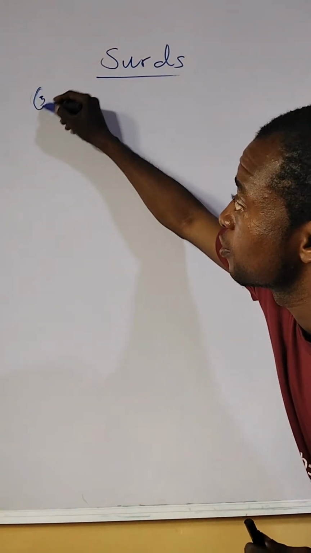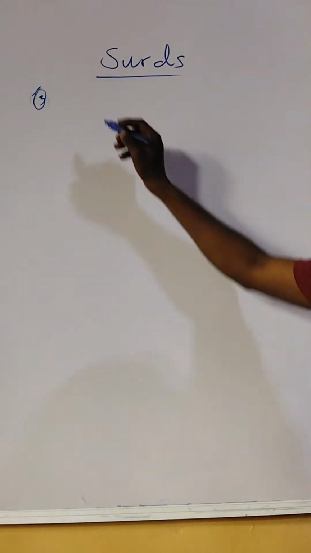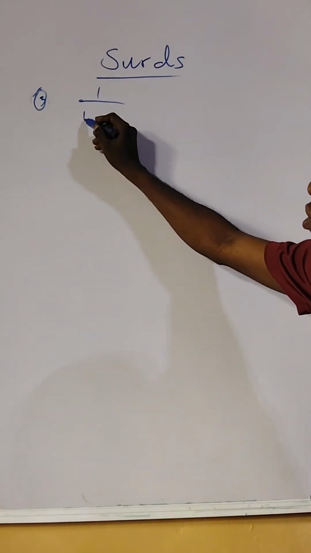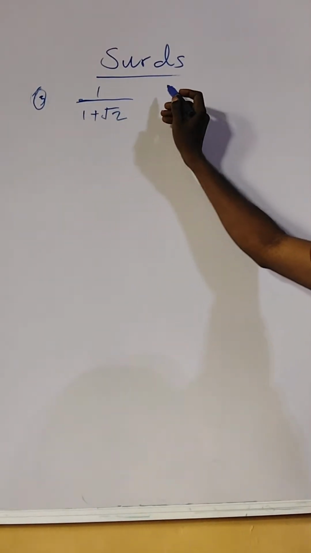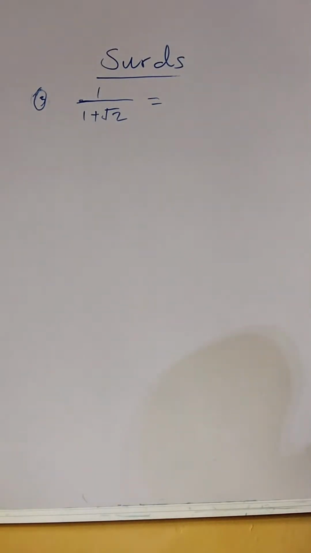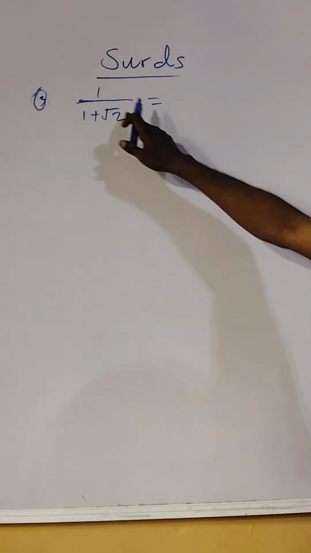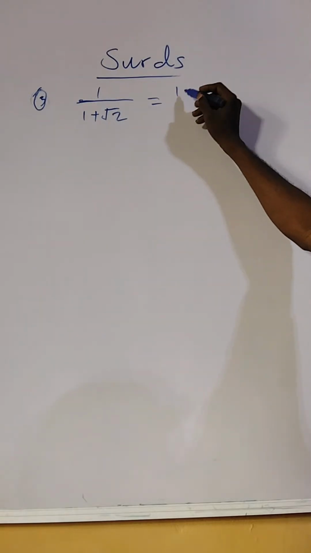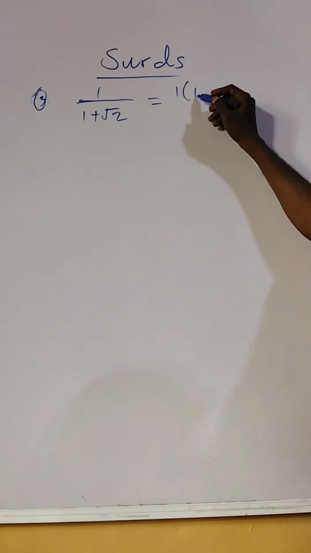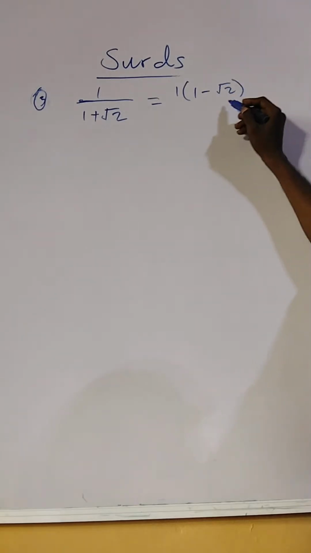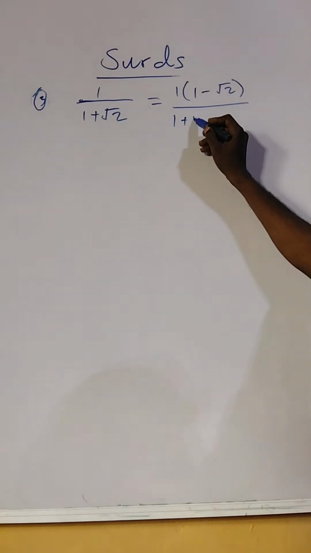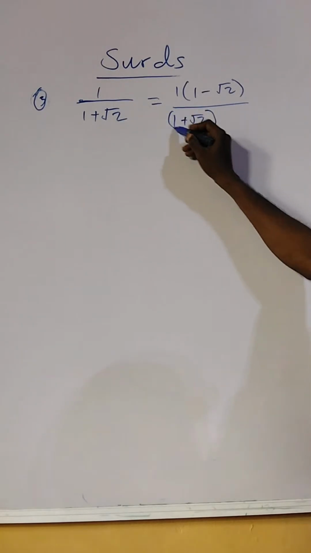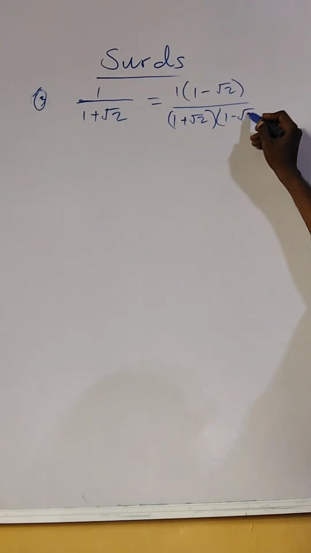We have 1 over 1 plus root 2. Now let's consider this as well, which is a simple surd problem. We rationalize this. We multiply numerator and denominator by the conjugate of the denominator. That is, here we have 1 times 1 minus root 2, divided by, also here, multiply this by the conjugate: 1 plus root 2 times 1 minus root 2.